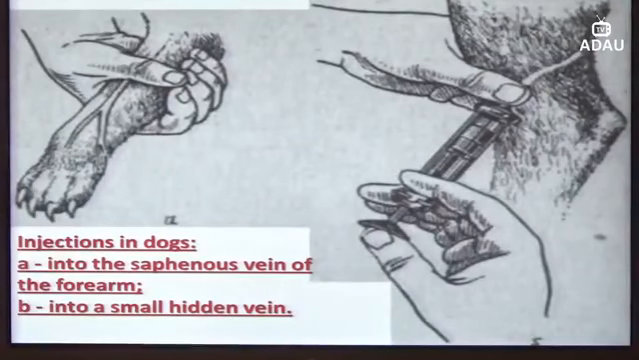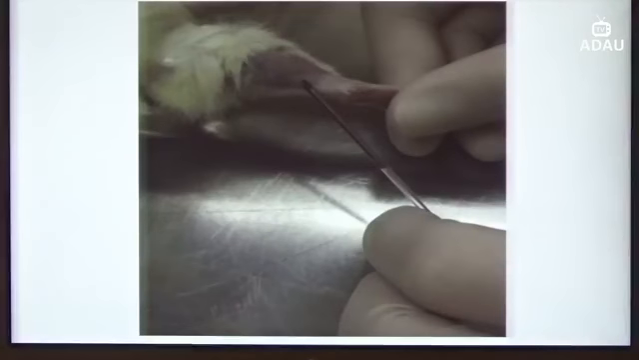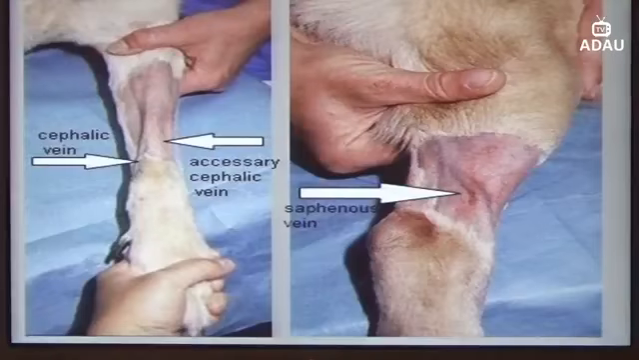Injections in dogs: into the saphenous vein of the forearm in the first picture, and into the small hidden vein in the second. And the puncture site of the saphenous vein in birds, a puncture located at the angle. There are the cephalic vein and accessory cephalic vein, and the saphenous vein, which is located in the hind limbs, while in the forelimbs are located the cephalic vein and accessory cephalic vein.